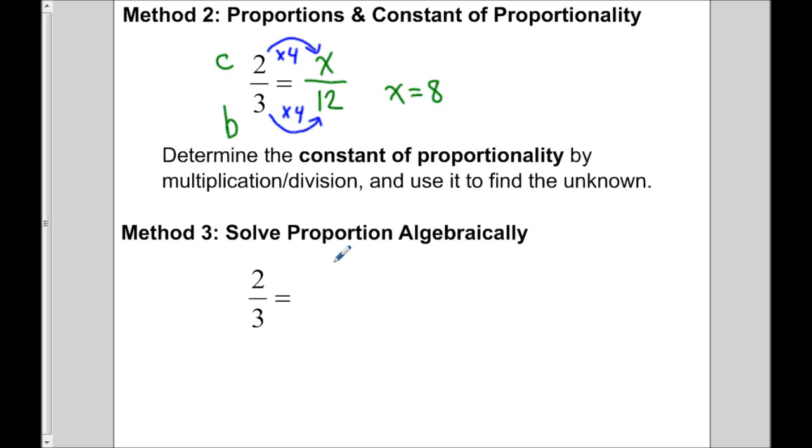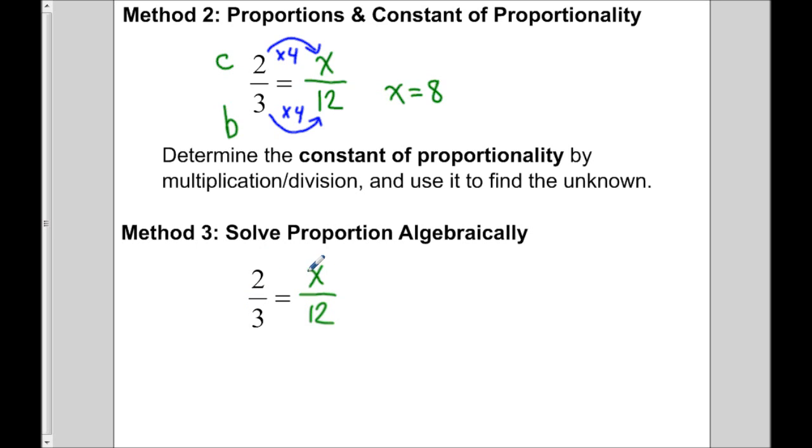Now the third method is solving a proportion algebraically. So again, we're going to start with a ratio that we know, 2 chocolate for 3 tablespoons of banana. Again, that's equal to x over 12. So this is an equation where two ratios are equal to each other. Now, both sides of this equation have to stay equal and have to stay balanced. It's kind of like a seesaw. So if I'm going to mess around with one side of the equation, I have to mess around with the other side exactly the same way.